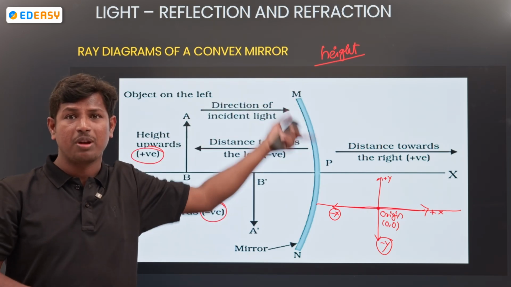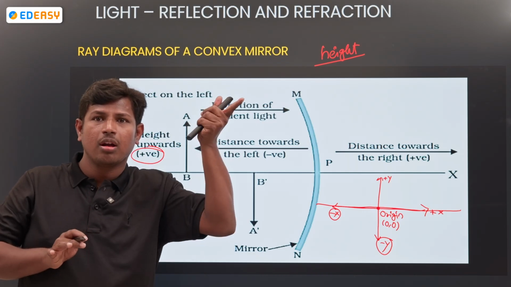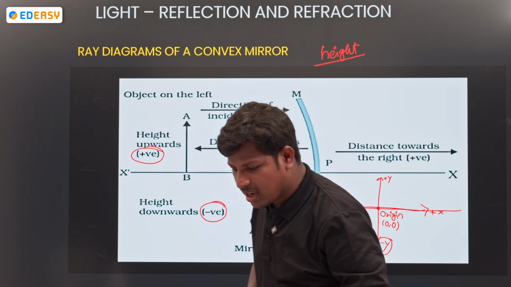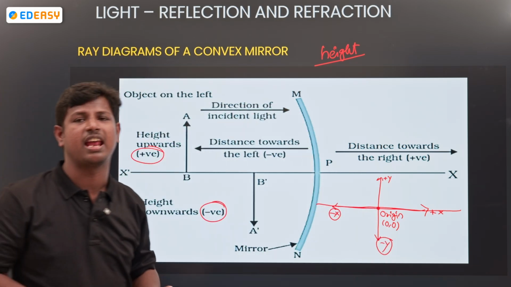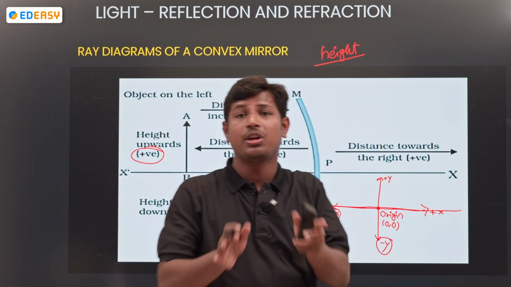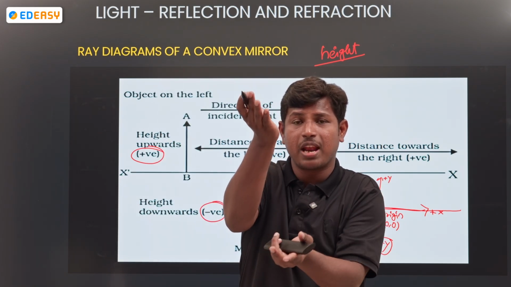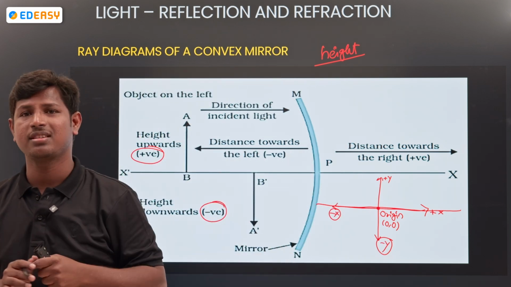For height, you have to check how the object is, above or below the principal axis. Tell me from the comment section. Above the principal axis plus, below the principal axis minus, enough. Above the principal axis positive, below the principal axis negative.